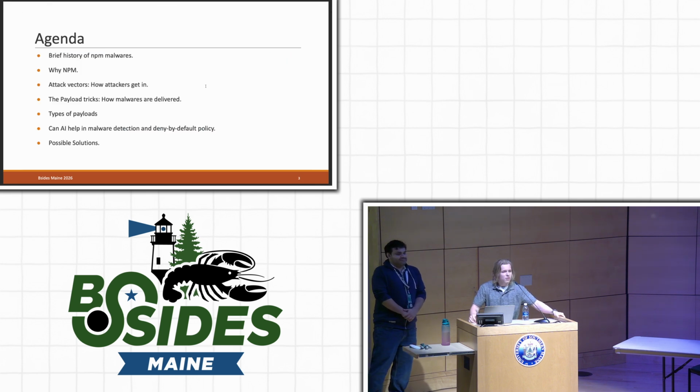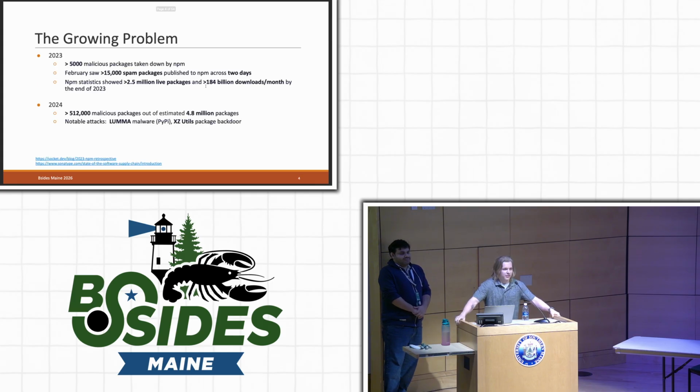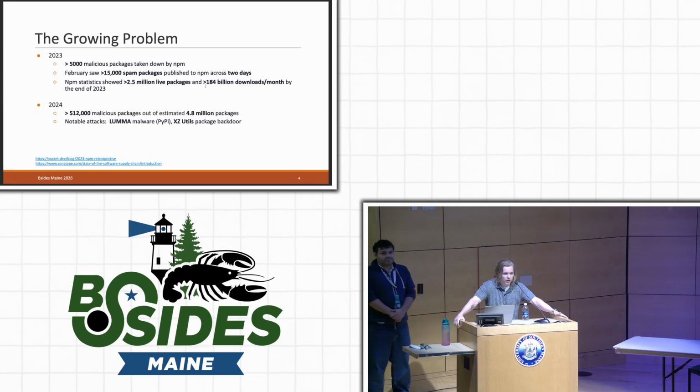So we're going to talk about a brief history, and then why we are looking at NPM, the attack vectors, the payload tricks, the types of payloads, and of course you have to talk about AI too, and then the solutions, possible solutions. Okay, so going back a few years, you can kind of see how quickly this is growing.